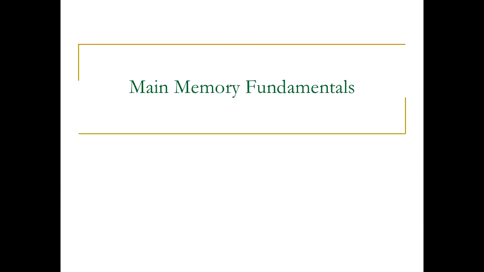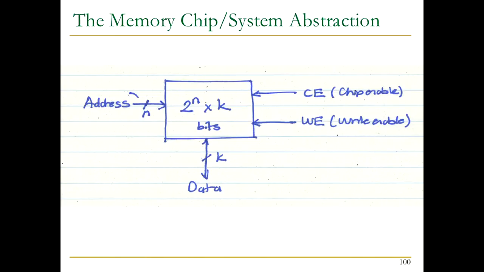Okay, so let's start with the main memory. And main memory is actually really simple. It looks like this. Basically, this is the abstraction. You can abstract the memory system like this. You basically supply an address. I'm even ignoring the command at this point. It's an m-bit address, and you get k bits of data. And you need to enable a chip, maybe write-enable if you want to write the data, actually.